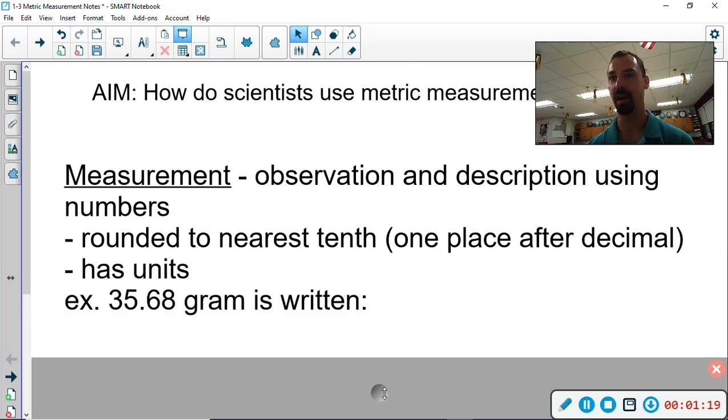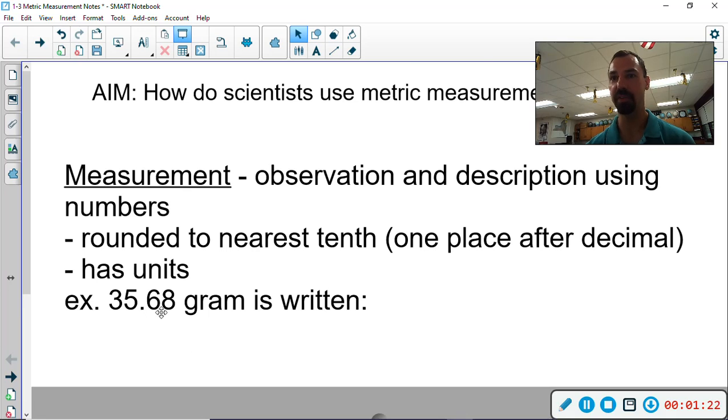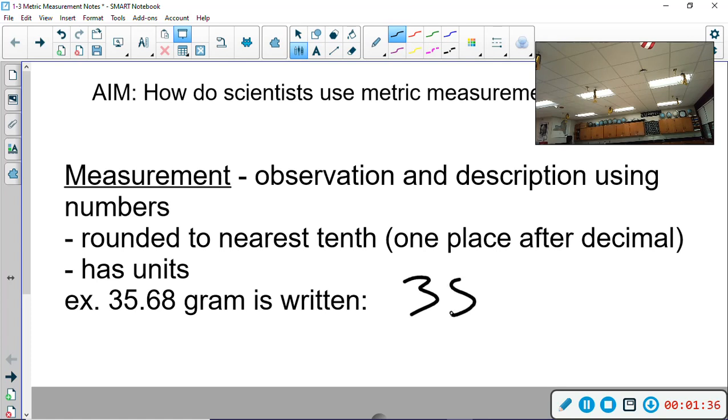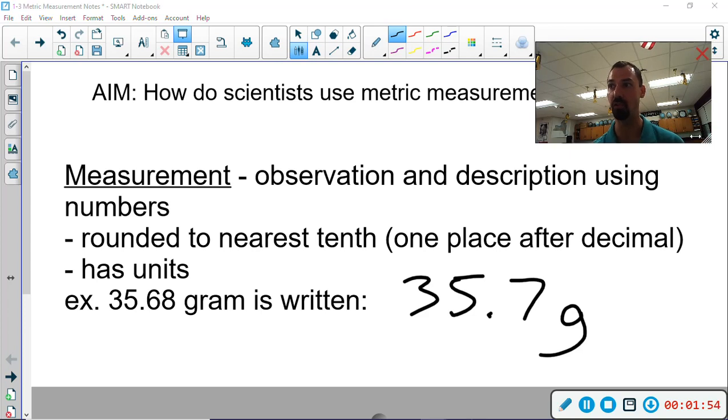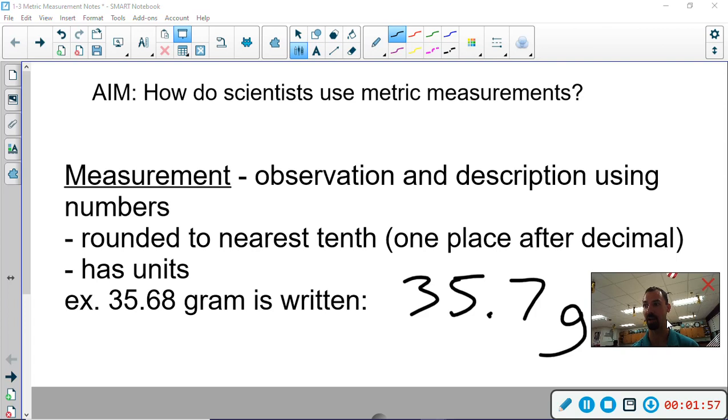Has units, so for example, 35.68 grams, you're going to write that as 35.7 grams. And you can actually use the abbreviation. So we can write 35.7 and then lowercase g is the actual abbreviation for grams. Now, if you don't know the abbreviation, you can always just write out the words instead. So either way, just make sure you do label your answers. That's an important thing, because we need to know what you're measuring in science.